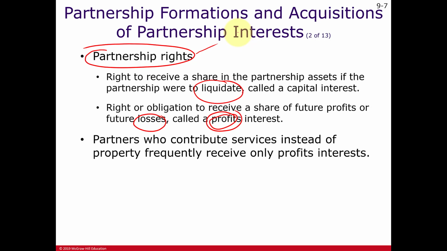So in the case of how much the partner will get when they liquidate, we call that a capital interest. That may not necessarily be equal to whatever is the balance in that partner's capital account. Also, when the partnership is running, how much of the profits will that partner get credited for? Or if there are losses, how much are we going to be charging them for the losses? All of that has to be determined up front. The partnership interest in profits, the partnership interest in losses, the partnership interest in the capital assets or the liquidation value may not necessarily be the same amount for each partner.